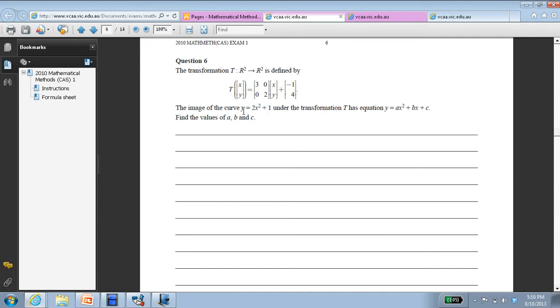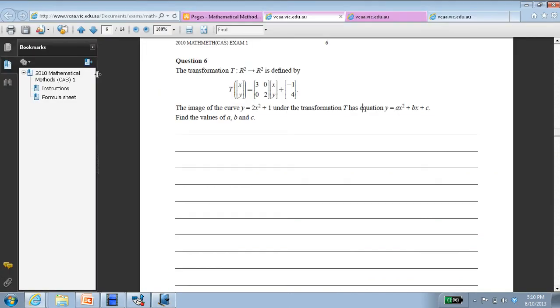We've been told the image of this equation, y equals 2x squared plus 1, under this transformation T has the equation y equals ax squared plus bx plus c. So we're going to use this transformation defined by this matrix equation. We're going to apply that transformation to this curve, and rewrite that new equation in this form. So let's do that over here.